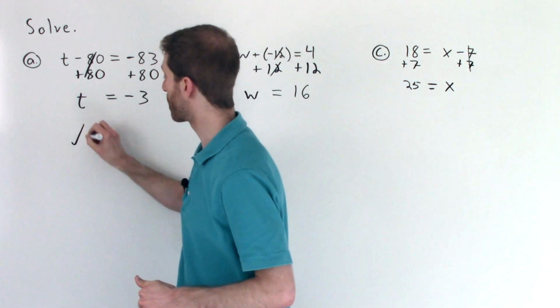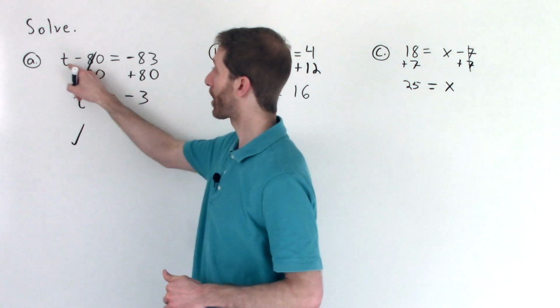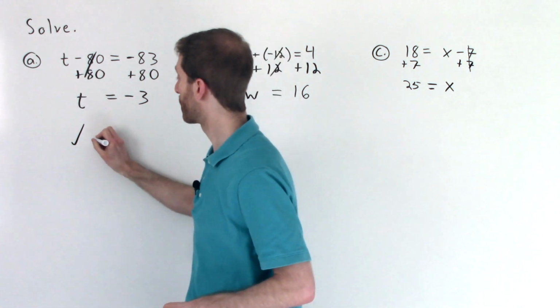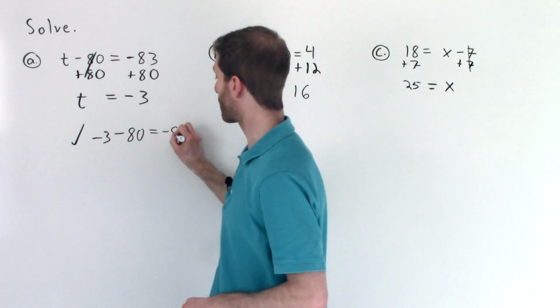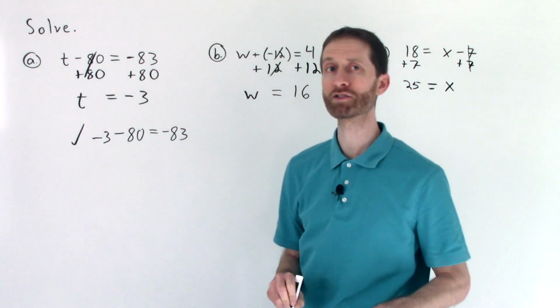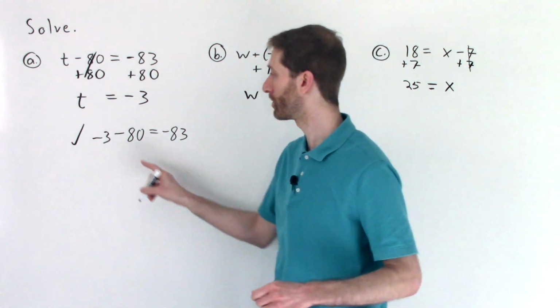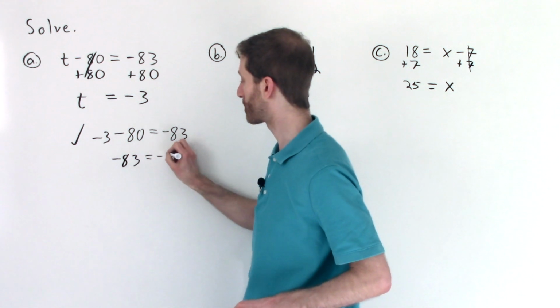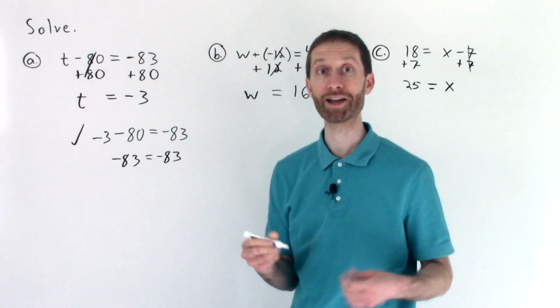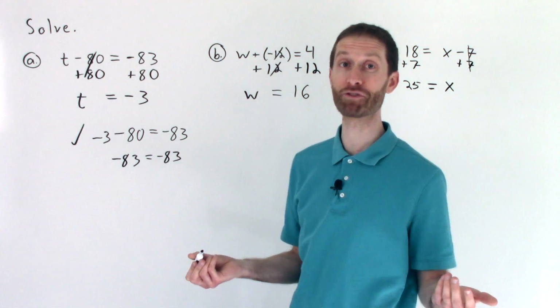So I'll check this one here. I will take negative 3 and I'll replace it back in for t. So negative 3 minus 80 is equal to negative 83. And you're looking at that and asking yourself, is that a true statement? Well, negative 3 minus 80 is negative 83. And so that is equal to the negative 83 on the right side. And so we're correct. It's as simple as that for checking.